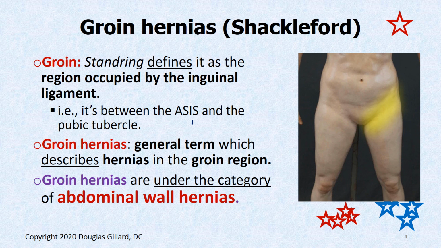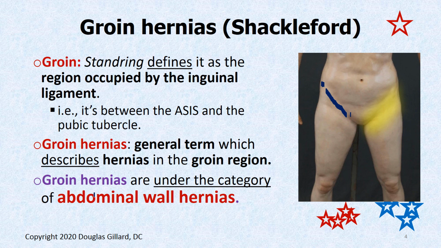We did a couple of these slides last time. But groin, where is the groin? Of course, it's from the ASIS, the anterior superior iliac spine, to the pubic tubercle. That's where the inguinal ligament runs. It's basically that region right there where your thigh meets your trunk. That's the groin region. And groin hernia is a general term which describes hernias in this region.